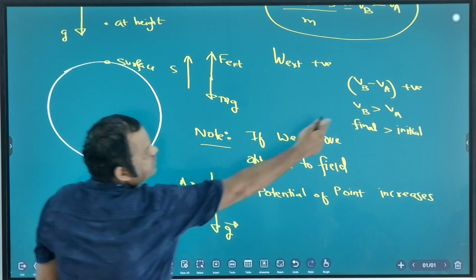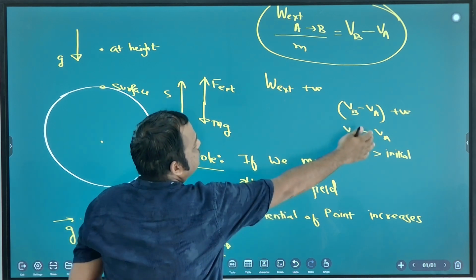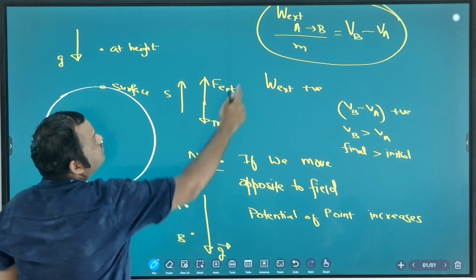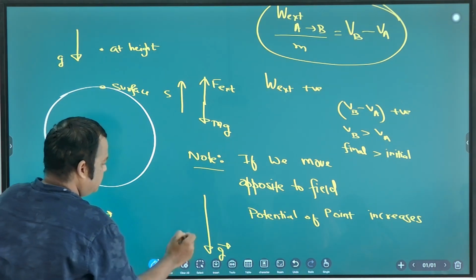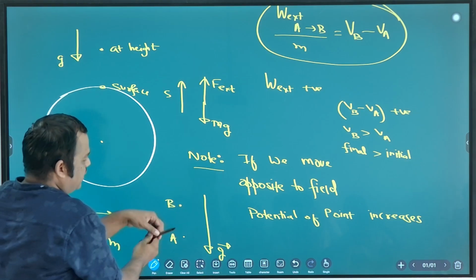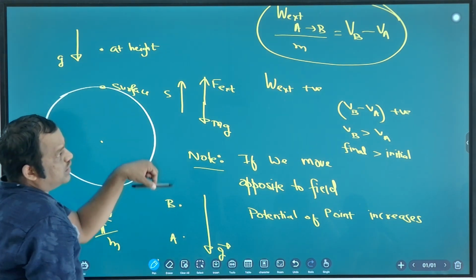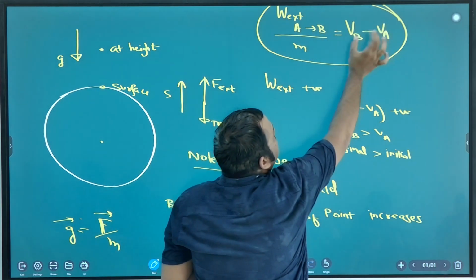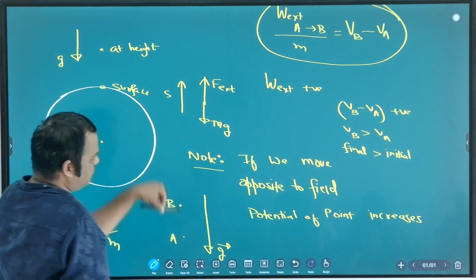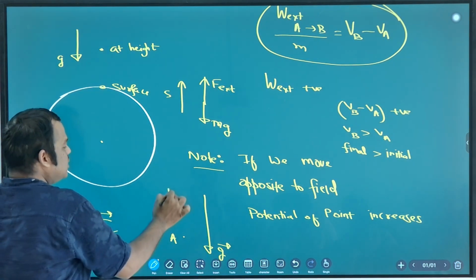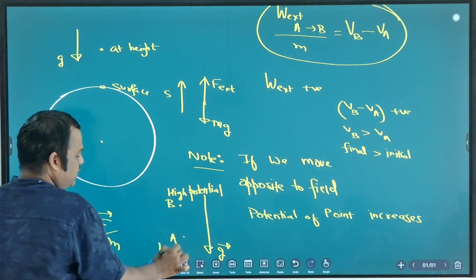Because of the same reason: if work done is positive, the final potential will be more. Suppose I am moving from A to B. This is A, this is B. Now I am moving from A to B like this. So external work done is positive. When external work done is positive, VB minus VA will be positive. So VB is greater than VA. So B has high potential, potential of B is more, potential of A is less.